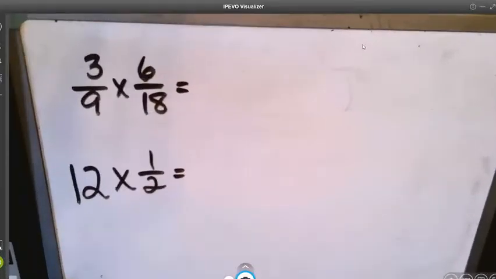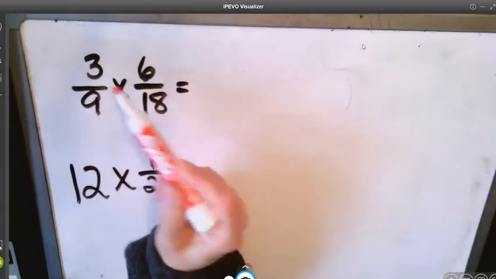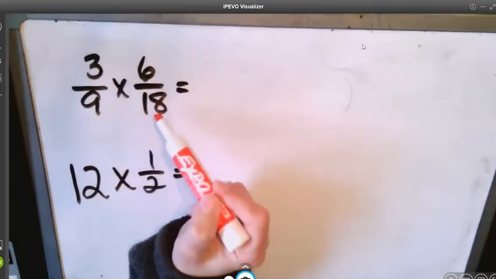Okay, fourth grade, we're going to review multiplying fractions and using cancellation. So here we go. Okay, so let's say we have two fractions, 3/9 times 6/18.